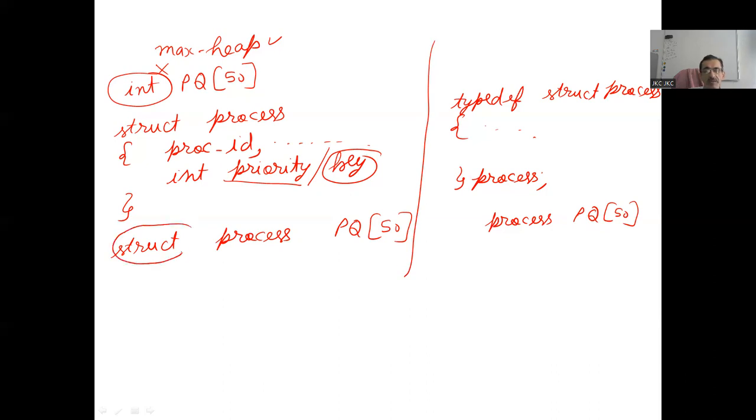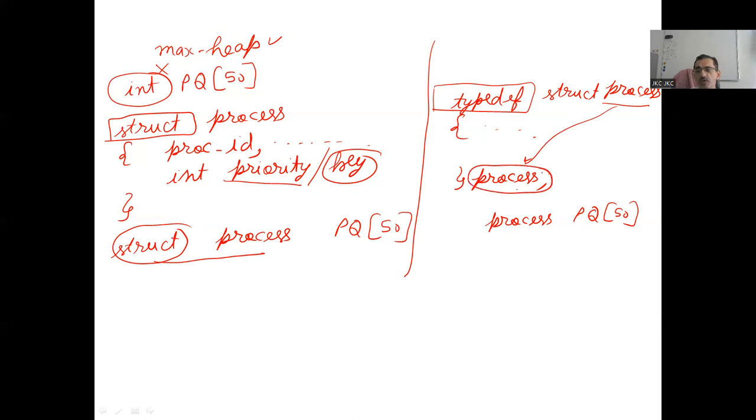The word struct will need to be repeated every time if you have not used typedef. If you have used typedef and made the new structure name process, this becomes a new data type, and later any variable can be declared of this type by using the word process directly, without struct. Small difference, but you should know that. So now I have got this. Let's go one by one for the operation find max.